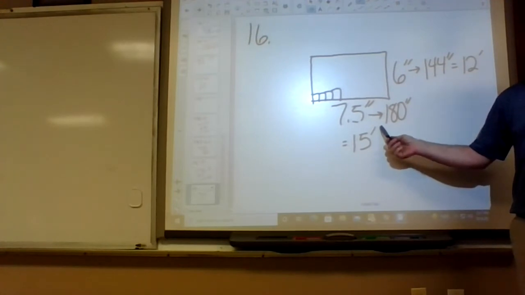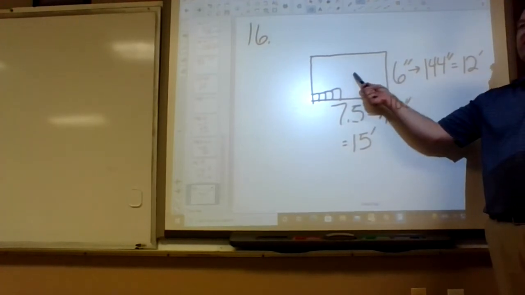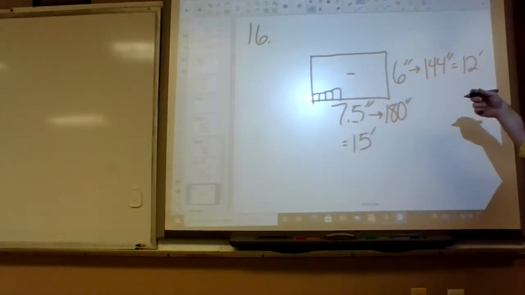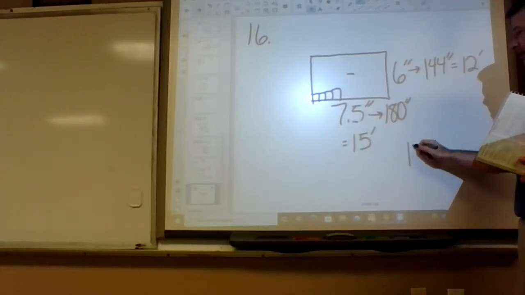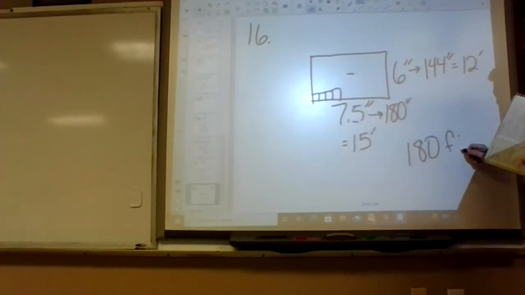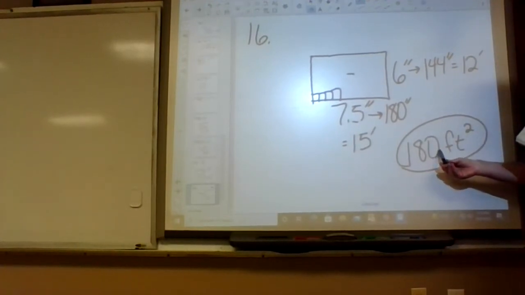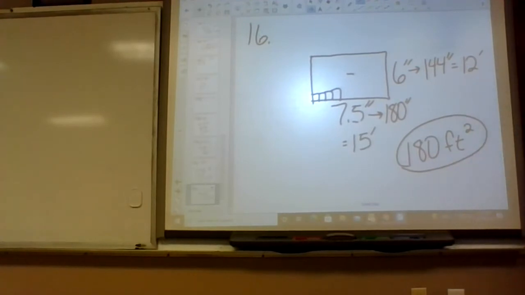Actually, we're not done. Because you remember what the question was? What's the area of the room? How do I find area again? Times together. 15 times 12. 180 feet square. That's how you label an area. So when you go to the carpet store, you need to tell them, I need 180 square feet. Or to make sure you have enough, you might say 200 square feet.